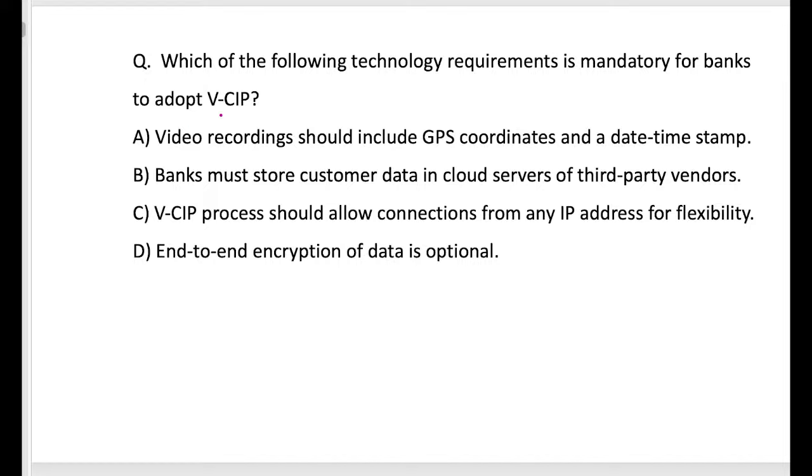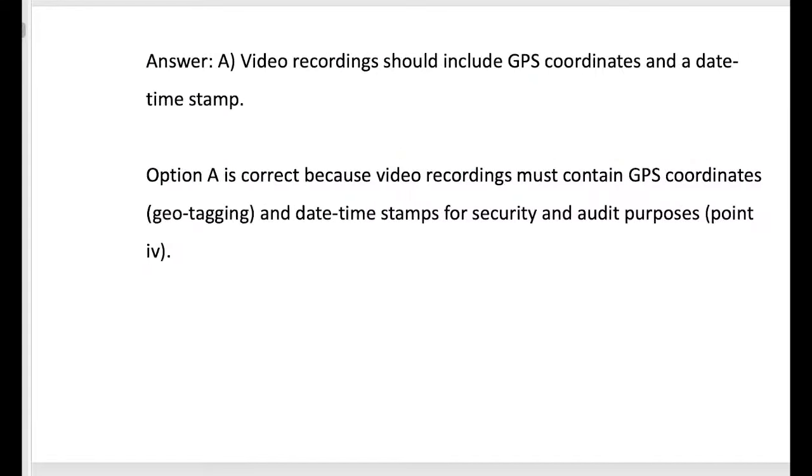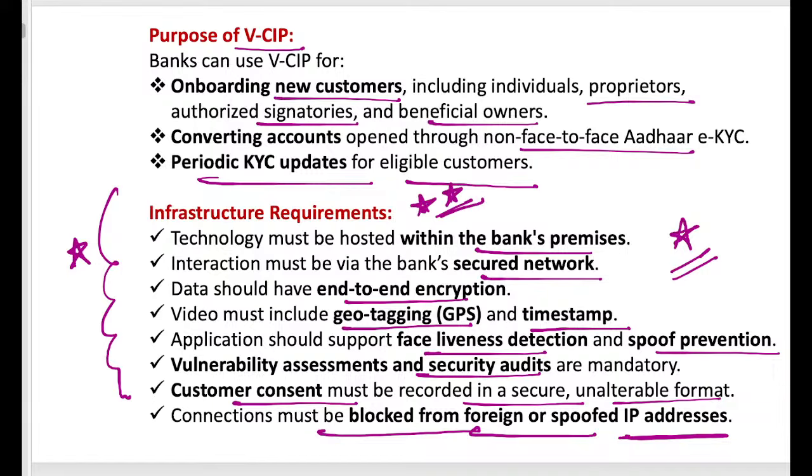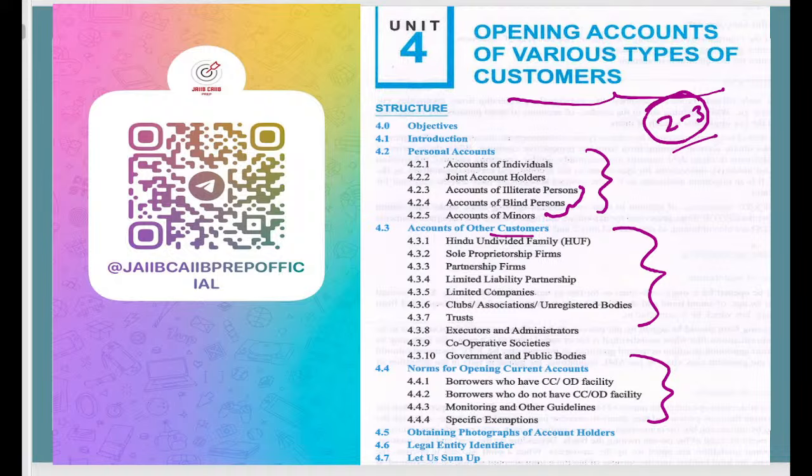Next one, guys. Which of the following technologies is mandatory for a bank to adopt for VCIP, the video based customer identification process, an initiative of RBI during COVID-19 to onboard customers digitally? So GPS system is required. The first statement only should be the right answer: GPS coordinates and date time stamp while recording that particular video. So banks must integrate this particular technology itself, right? Very important one, and this gets asked many times. You have to be very careful, right?